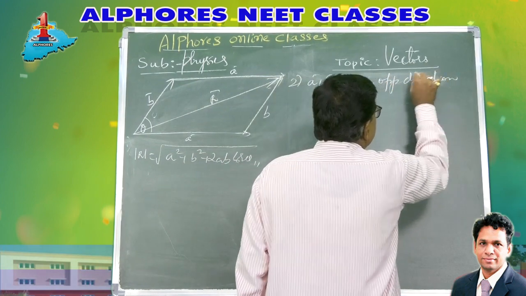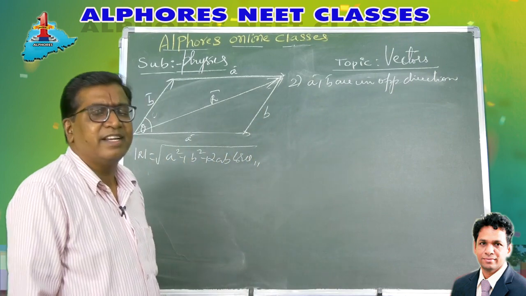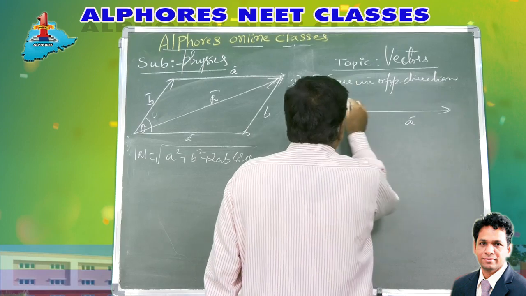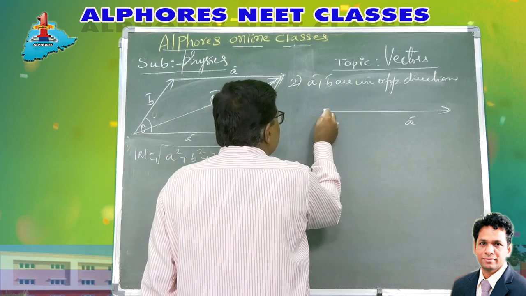If they are in opposite direction. What do you mean, opposite direction? Theta is 180. Well, A bar is in this direction. This is A bar and this is B bar. B bar is in the opposite direction, like this.